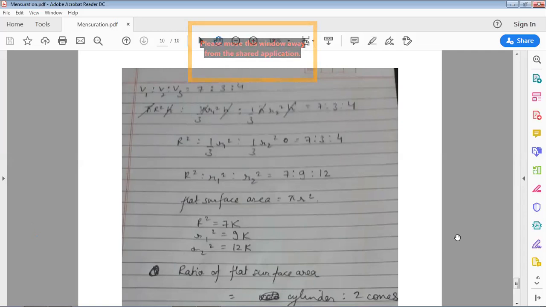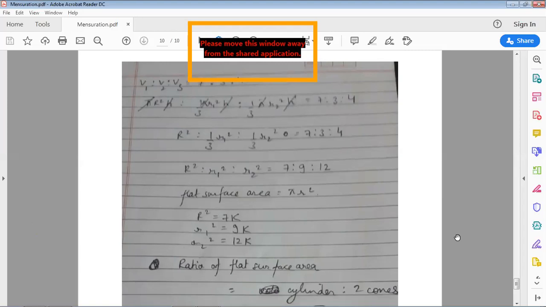If you get any doubts during this explanation, please ask in the chat box. I will repeat it again, because this is a really important question because it makes calculation easy. Okay, so with this process, we get r square is to r1 square is to r2 square is equal to 7 is to 9 is to 12.